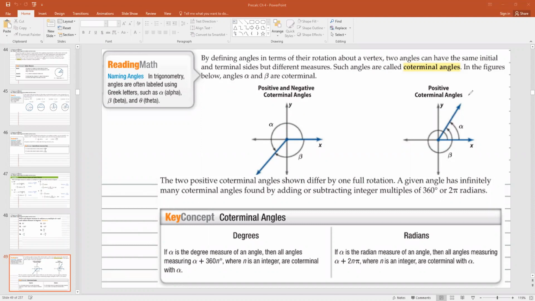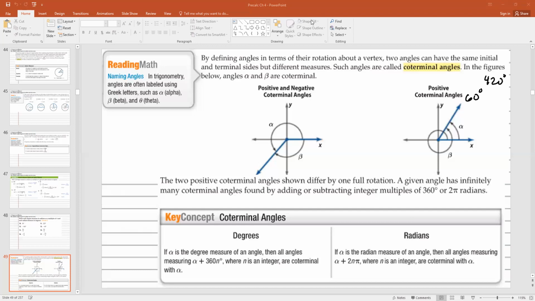So this angle right here could be 60, but it could also be 420 degrees. Okay, how do you get 420 degrees? You go around once, so that's 360 plus that 60 here equals 420 degrees. So it could be either 60 degrees or it could be 420 degrees. Those are called coterminal angles. Angles that are different angles, but their terminal sides are the same. Initial and terminal sides are on the same spot.